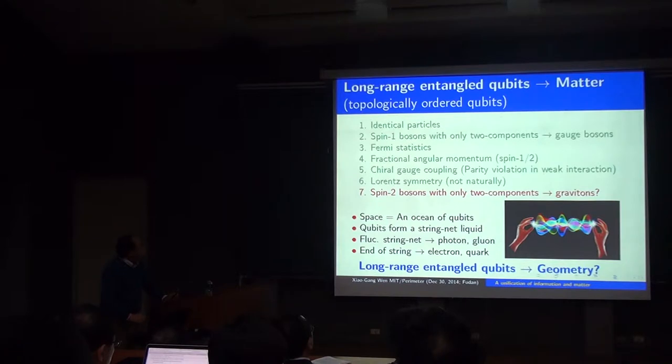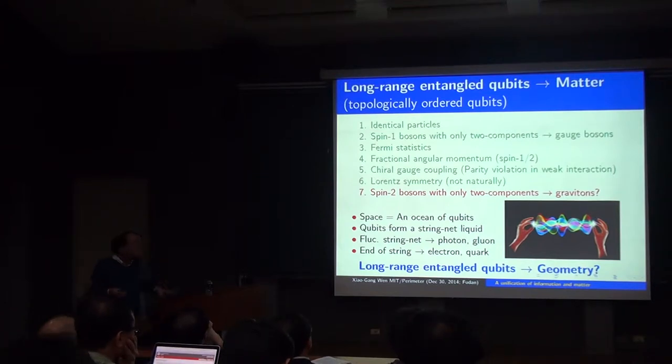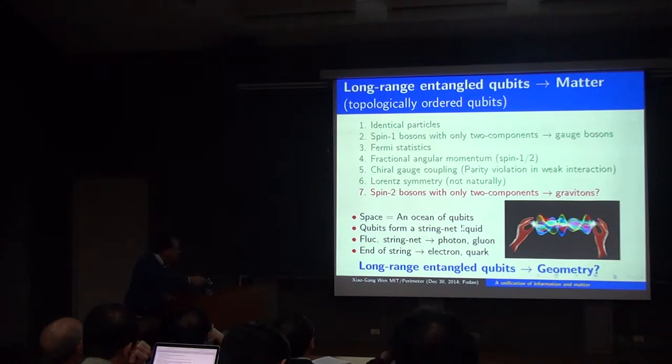And so basically, to summarize, we can view our space as an ocean of qubits. Our space is really like an ocean, but an ocean of qubits. However, it's not just an arbitrary ocean of qubits. These qubits form a stringlet liquid. Basically, these qubits are entangled in a certain way. If the qubits are entangled in a different way, we will have a different set of elementary particles. So you can imagine many different universes where qubits have different entanglement, and the elementary particles will be different. In our universe, the qubits are entangled in a certain way, which we call the stringlet liquid.